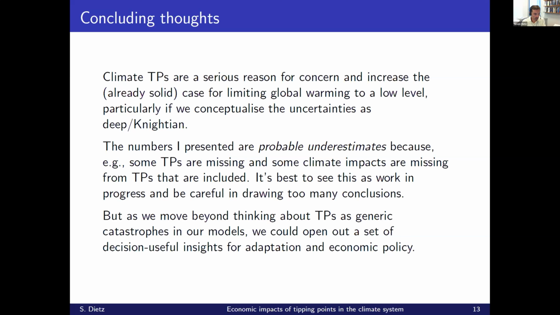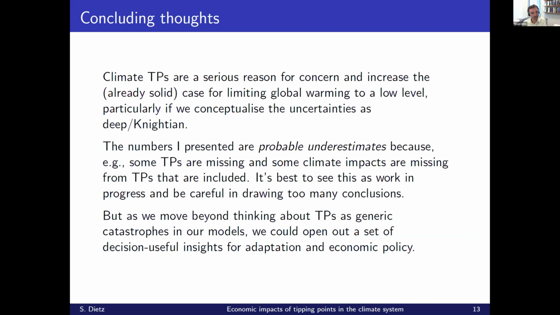The second point I want to make is that the numbers I've presented to you in the latter part of my talk are probable underestimates, okay? Because, for example, the list of tipping points that we were able to include misses some. And also we know that some climate impacts are missing from the tipping points that we were able to include. So although you can't be sure, it seems very likely that the numbers will go up over time as people continue to pursue this research program. It's best to see this as work in progress and be careful in drawing too many conclusions from the first attempts to model these things and to synthesize them.